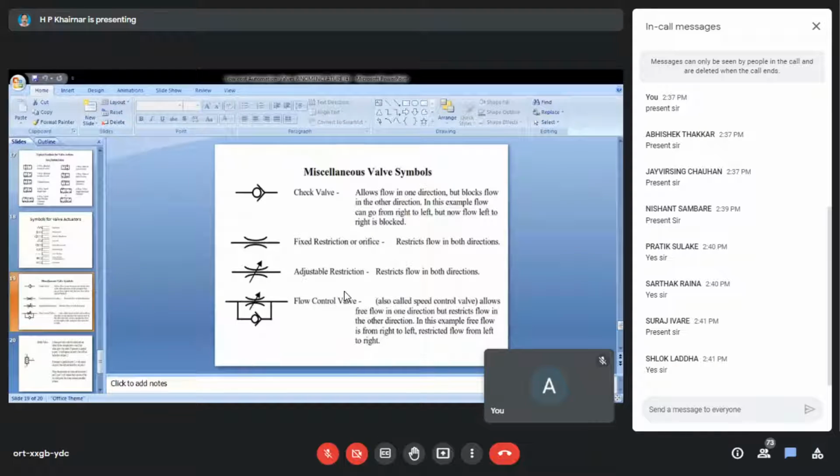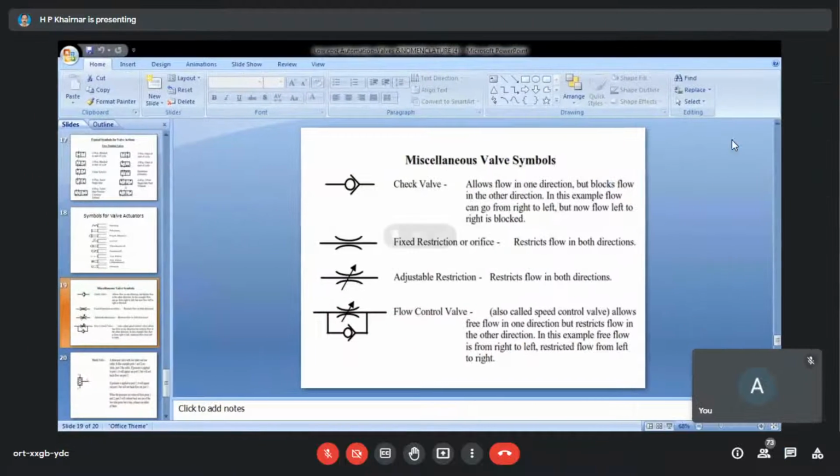Now in this example, flow can go from right to left, but not from left to right. It is blocked. So the position of the arrow indicates. You can say that this particular arrow indicates a divergent portion from left to right, so it is allowed to pass through. And from left to right, you are getting a convergent portion, so it is not allowing in that direction.